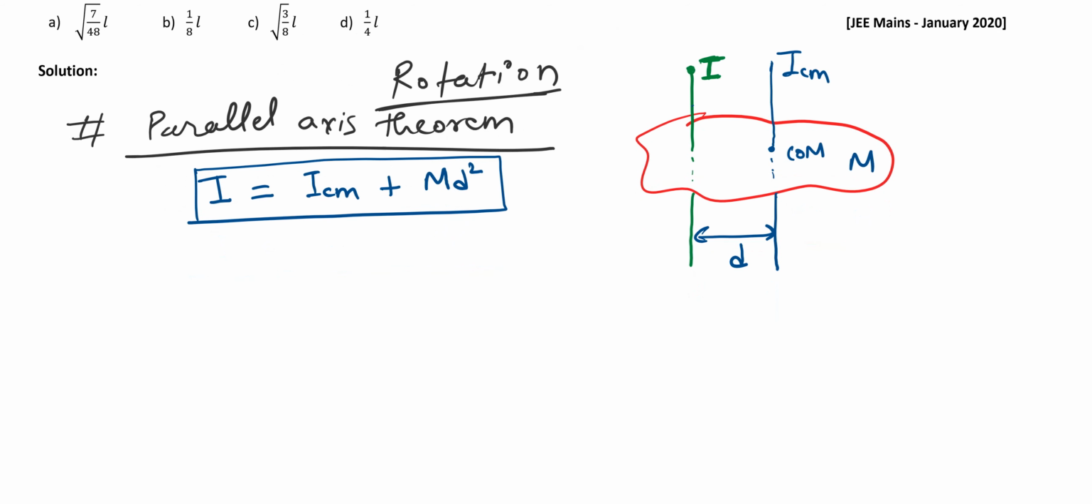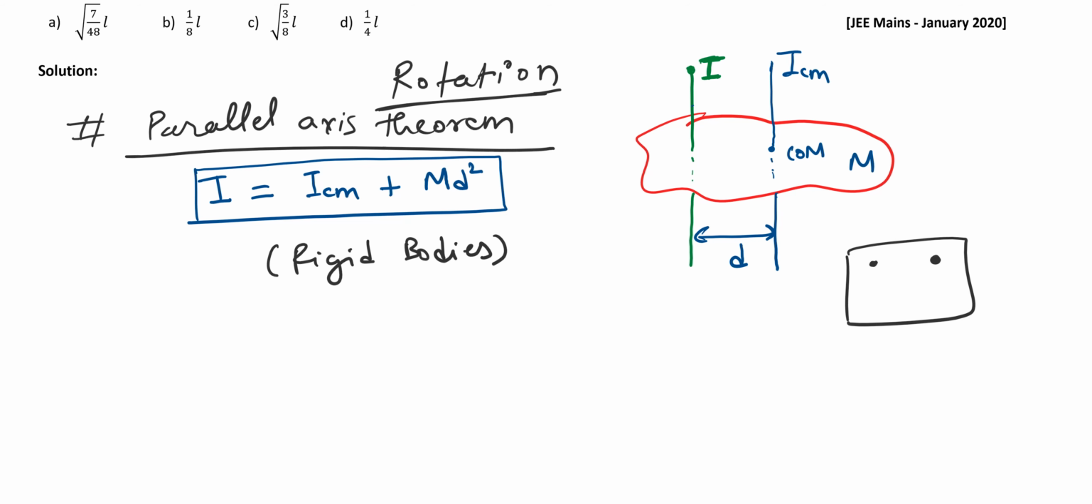Now, parallel axis theorem is only valid for rigid bodies. What are rigid bodies? A body is said to be a rigid body if the distance between any two points of the body remains constant throughout the motion. Okay, so if the distance between A and B is not changing, then we'll say this body is a rigid body. All these formulas are only valid for rigid bodies.